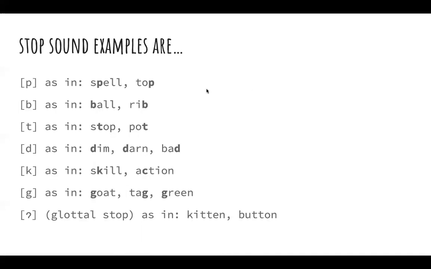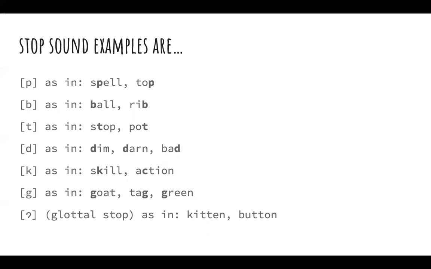Some stop sound examples are P as in spell or top. You can see how when you say the sound, you're stopping the airflow. B as in ball or rib. T as in stop, pot. D as in dim, darn, and bad. K as in skill and action. G as in goat, tag, and green.